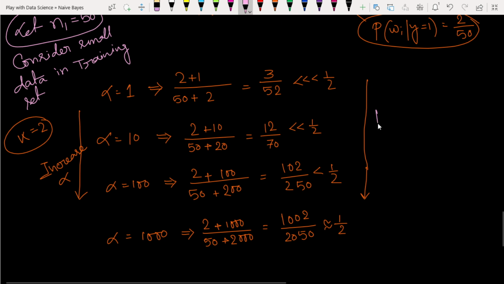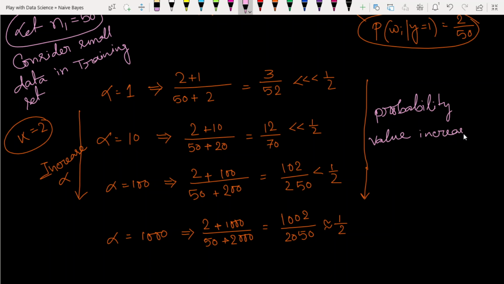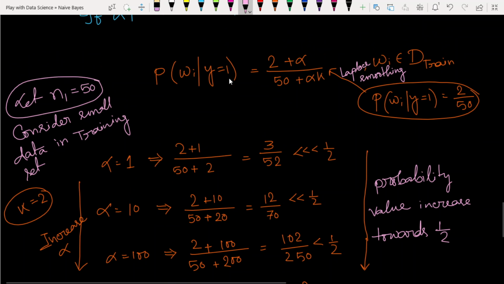So this probability value increased towards half. It means that by simply increasing the value, we are taking that probability as half, so our considered probability for all the classes, for all the words, is the same. We are simply considering all the words, whether they are in the positive class or the negative class. Okay.